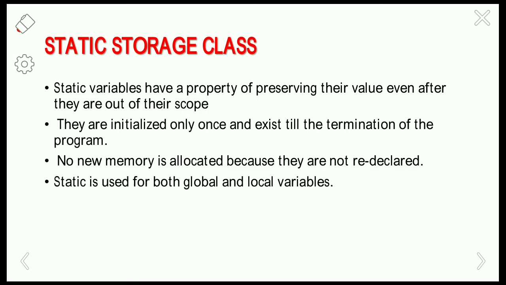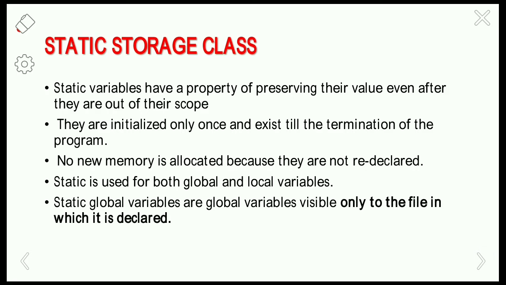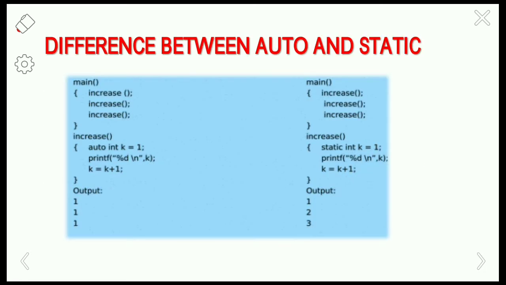Static is used for both global and local variables. Static global variables are global variables visible only to the file in which they are declared. Normally, if you are using a global variable, you can access that global variable even from another program. But here, static global variables are visible only to the file in which they are declared. So we can use the global variable within that program, but we can't access it from another program. Now let us see an example about the static storage class.